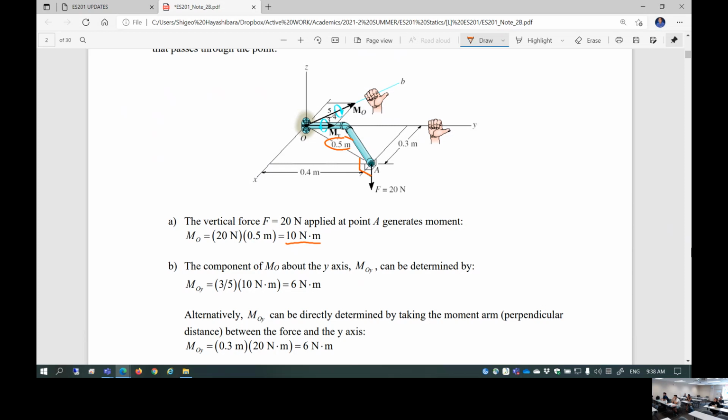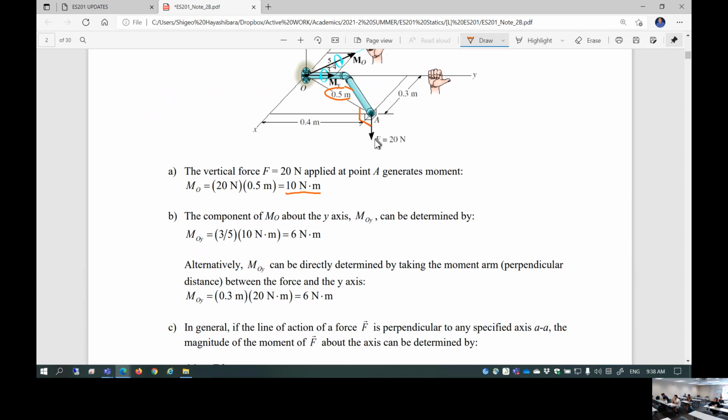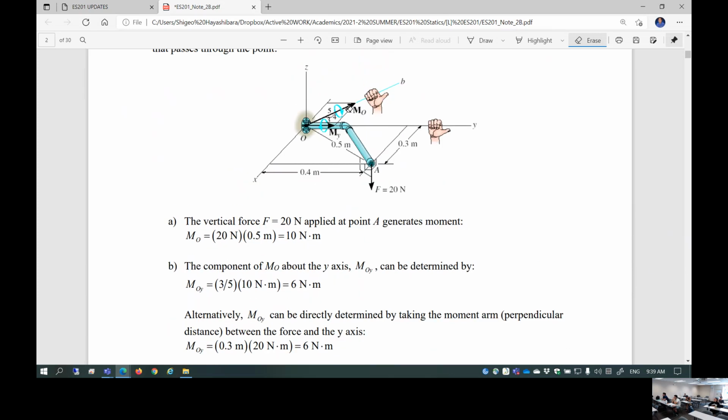Of course, you can do that. Or alternatively, this is the force F multiplied by the moment arm measured from the y coordinate: 0.3 times 20 gets you 6 Newton meters. Same thing. Do you understand that? That's what you saw at the beginning of today's class. That's the principle of moments. So moment is a vector, as you can see. As a vector, moment can be broken down into components in certain directions, just like forces.